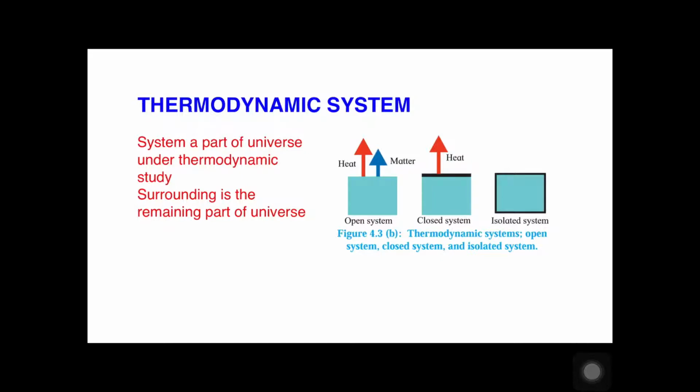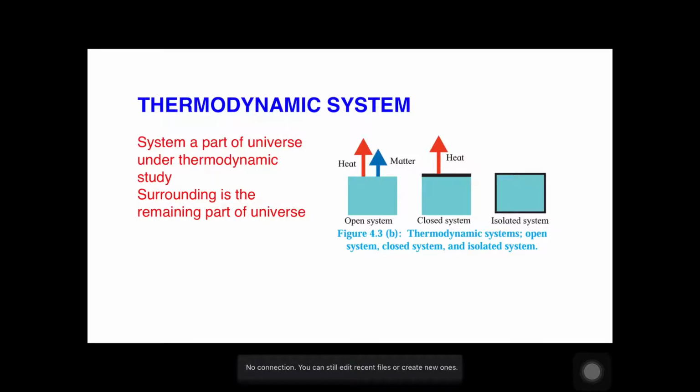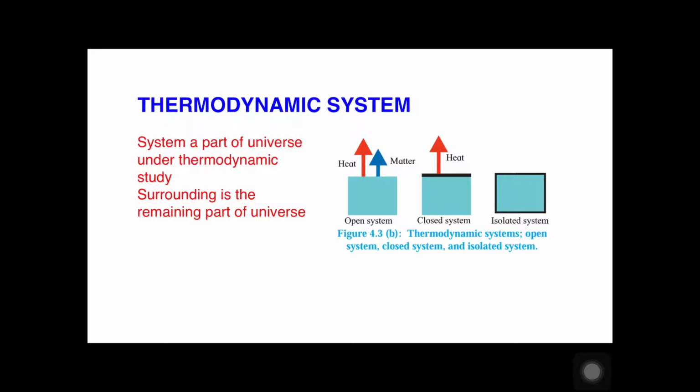Now, talking about the thermodynamic system, a thermodynamic system is a part of the universe under thermodynamic study. Students, be careful while hearing: system is a part of the universe under thermodynamic study. Now, what is this thermodynamic study? We will be changing its pressure, volume, and temperature, and we will be studying the system. And the remaining part of the universe except the system is called surrounding.